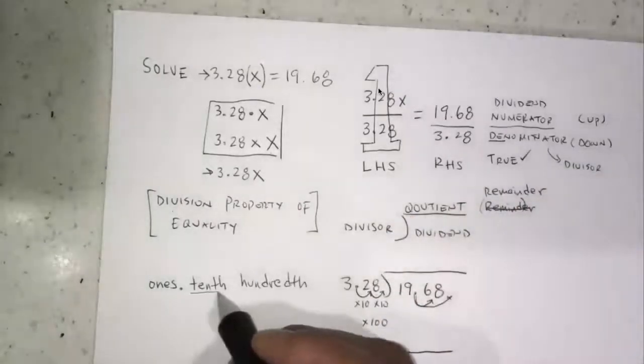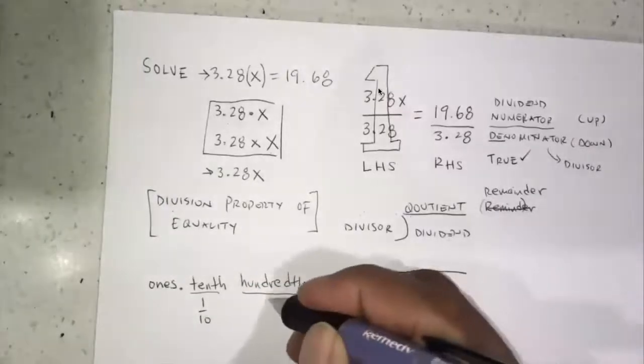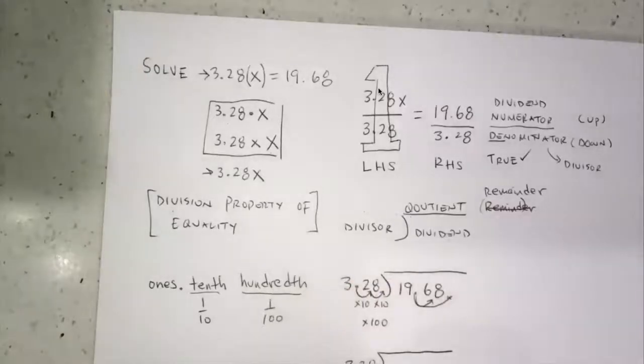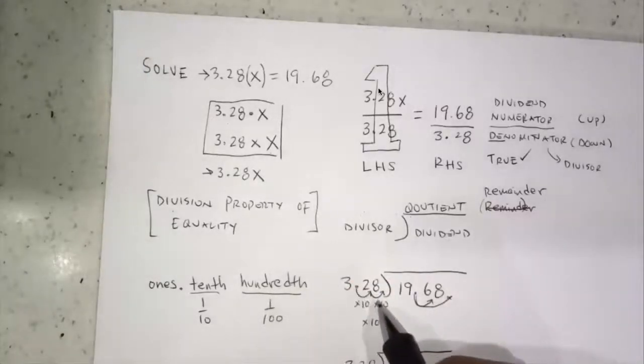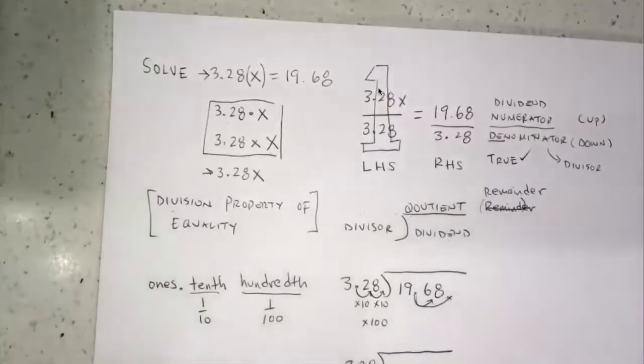So tenths is simply 1 over 10. Hundredths is 1 over 100. And we move the decimal over twice, making this a whole number. What we do to one side, we must do to the other. The equality has to remain true. All right.